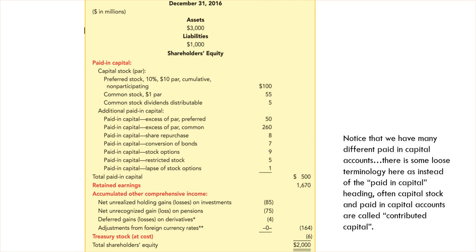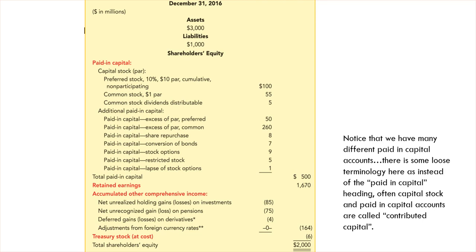Treasury stock, what I want you to see here is that it is negative, which means it has a debit balance. Treasury stock will either have a debit balance or it will have no balance at all. And the other thing is treasury stock is being accounted for at cost. That's the method at which they are recording treasury stock.